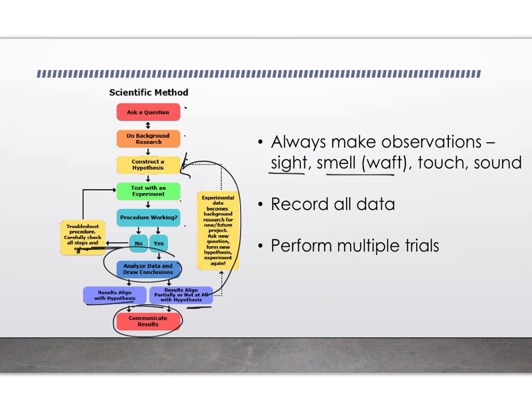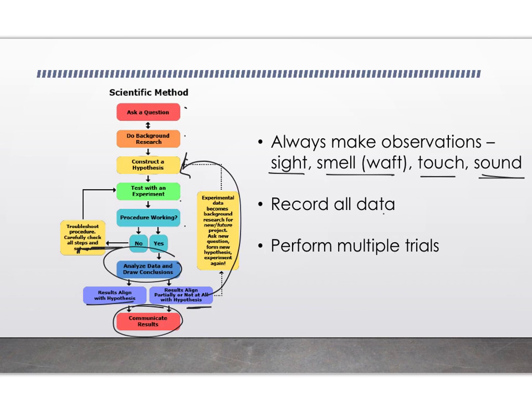You can smell the container using the wafting method. Do not put the container directly underneath your nose. You can also touch the outside container. You never want to put your hands inside any of the pieces of equipment that you're working with. You don't want to touch the chemicals, but you can possibly touch the outside to sense if it's getting warmer or colder. And then you can also listen for sound to help you identify what's going on in the reaction.